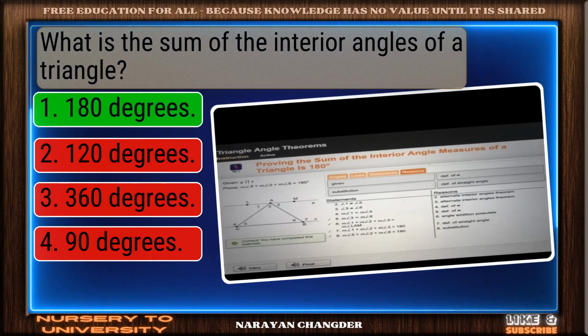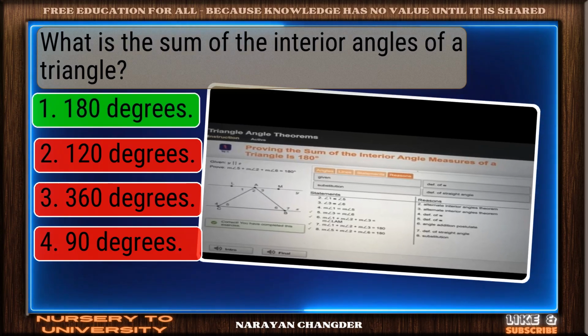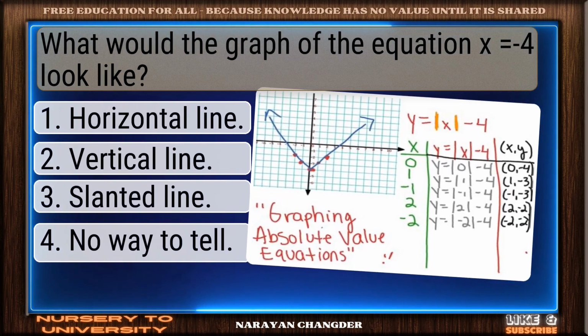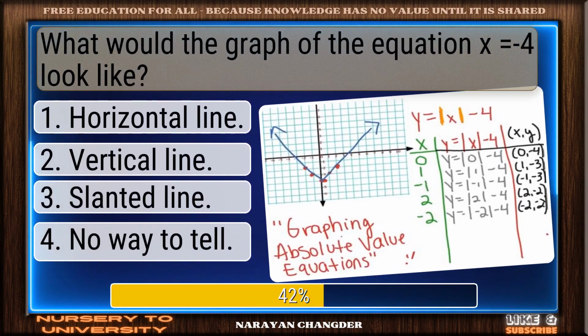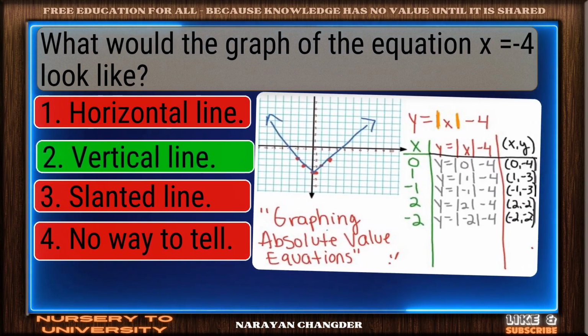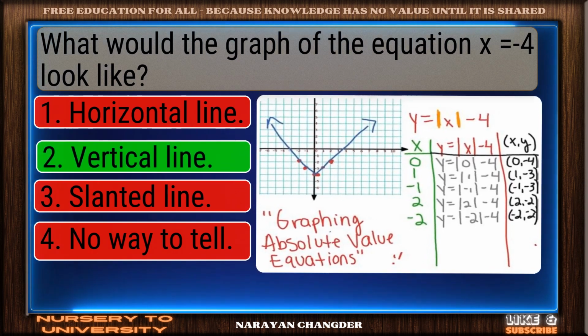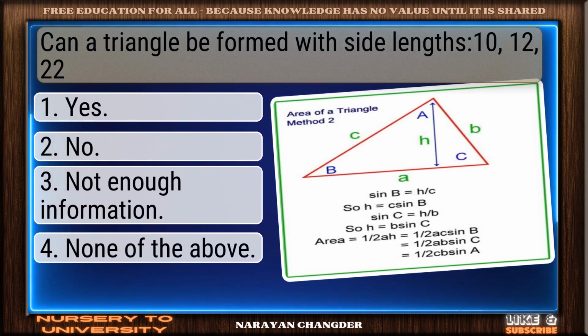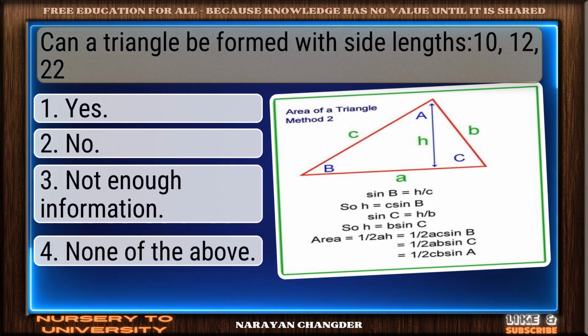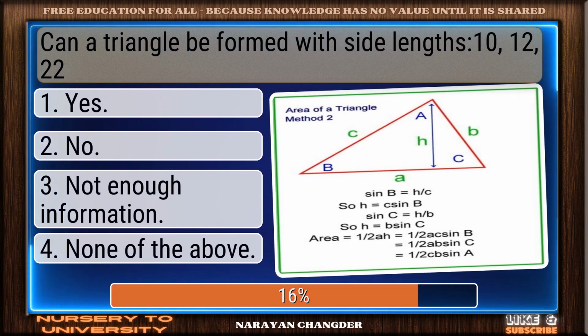Good thinking. 180 degrees is the right answer. Question number 98. What would the graph of the equation x equals 4 look like? You're right. Vertical line is the correct answer. Question number 99. Can a triangle be formed with side lengths 10, 12, 22?